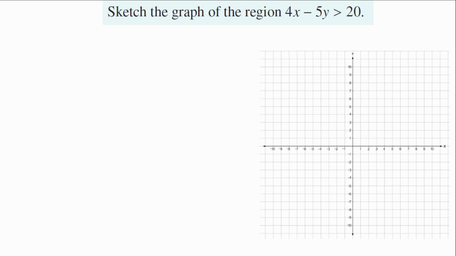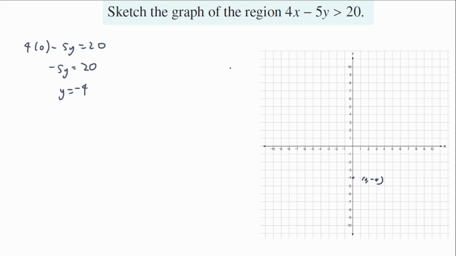Alright, so starting off, we need a Cartesian plane again. Once you've got that, we need to find the x and y-intercept. In this case, for the y-intercept it's going to be 4 times 0 minus 5y equals 20. That gives me negative 5y equals 20. Divide both sides by negative 5, that gives me y equals negative 4. So my y-intercept is down here at (0, -4).